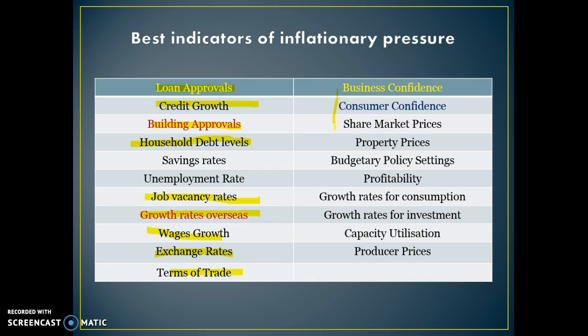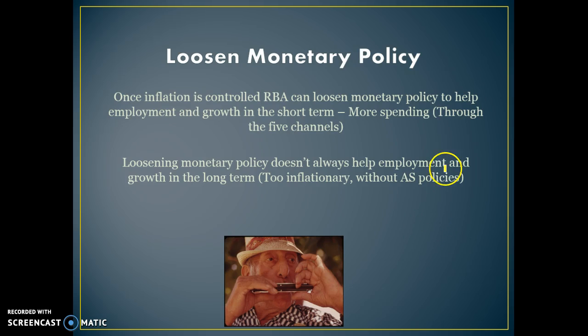On the flip side, if the economy is experiencing weak wage growth, a high exchange rate, a low terms of trade, reduced debt levels, slowing property prices, a lot of spare capacity in the labour market, they will all lead to more of a loosening of monetary policy. So, loosening monetary policy: once inflation is under control, the RBA will tend to loosen monetary policy to help employment and growth in the short term.